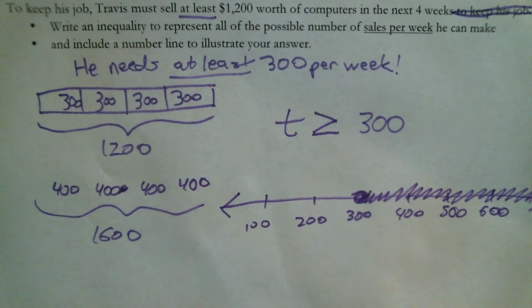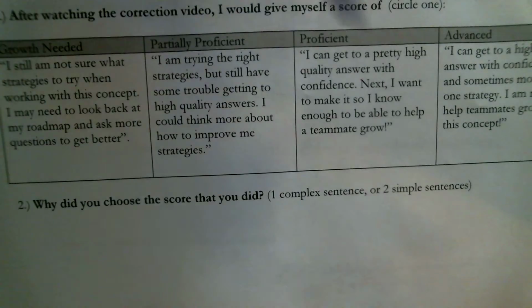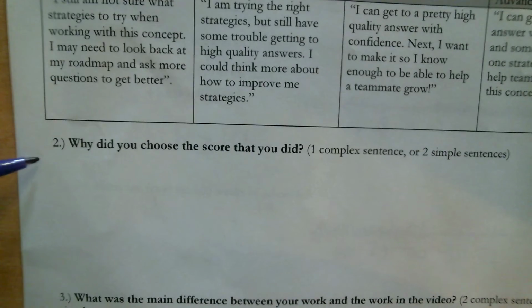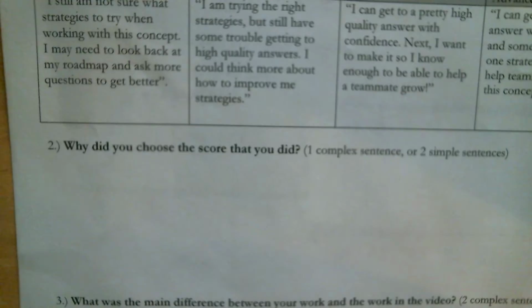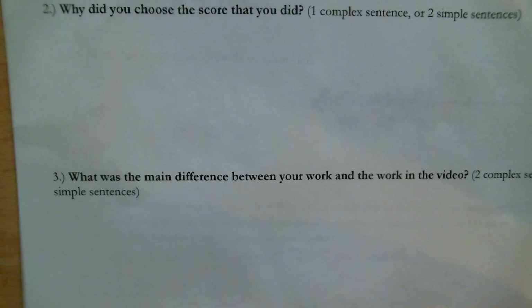All right, so what you need to do now, go to your reflection. You need to decide what score you got for this exit ticket in your opinion. Explain why you got that. Make sure you have 1 complex sentence or 2 simple ones. And then, of course, you can follow the rest of the directions from there.